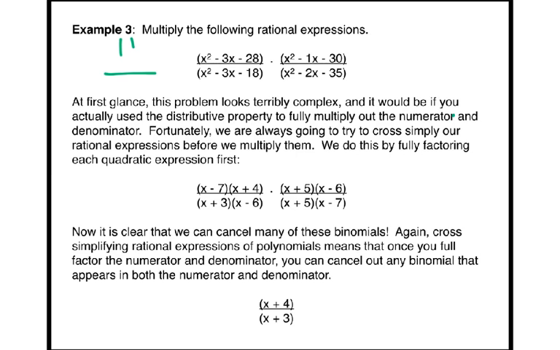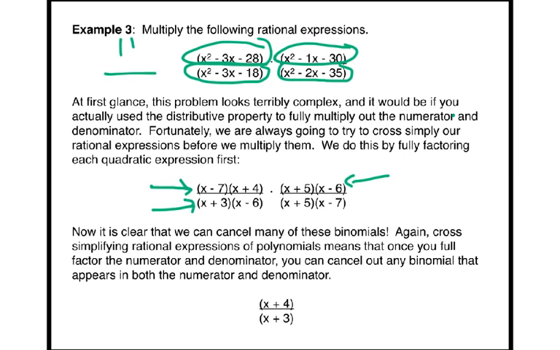We do this by fully factoring each quadratic expression first. So take a look at x squared minus 3x minus 28. It can be factored into x minus 7 times x plus 4. Next, fully factor x squared minus 3x minus 18. It can be rewritten as x plus 3, x minus 6. Next, factor x squared minus x minus 30. It's actually x plus 5, x minus 6. Then factor x squared minus 2x minus 35 into x plus 5, x minus 7. I didn't show you all of my work in order to do all of this factoring. It does take a little bit of time, but in the end, you have this nice, fully factored expression.